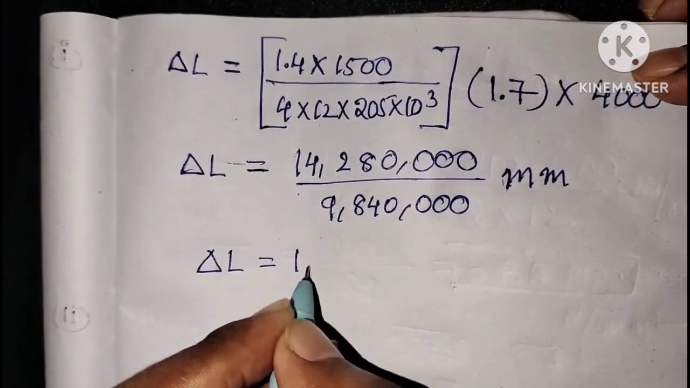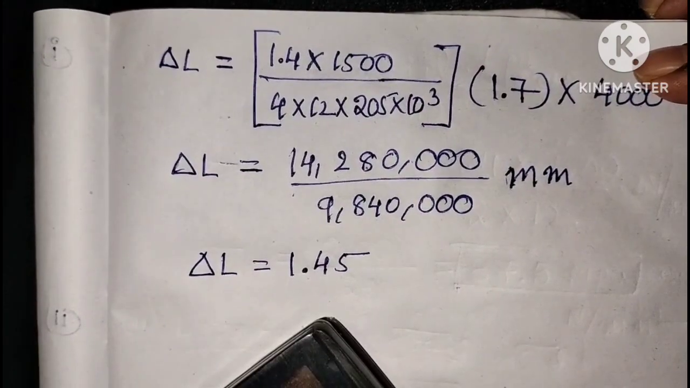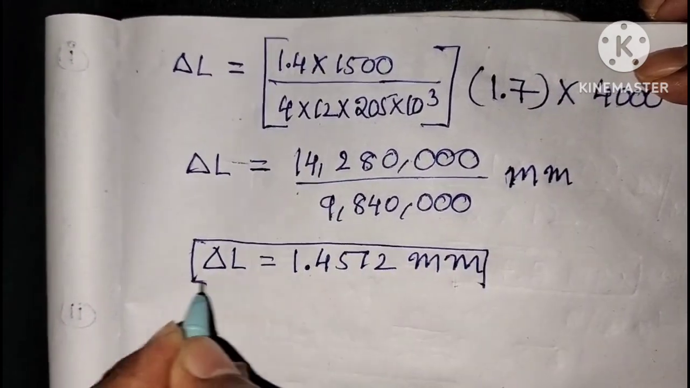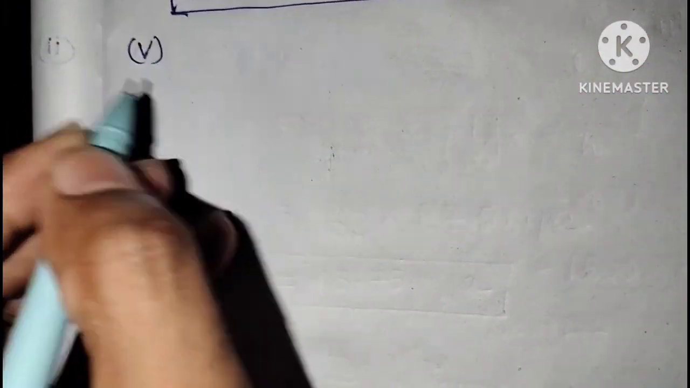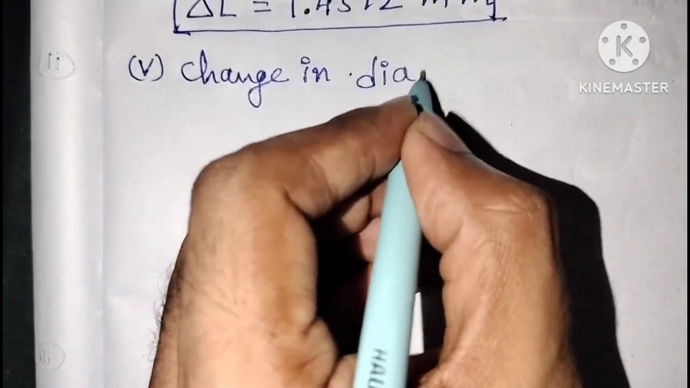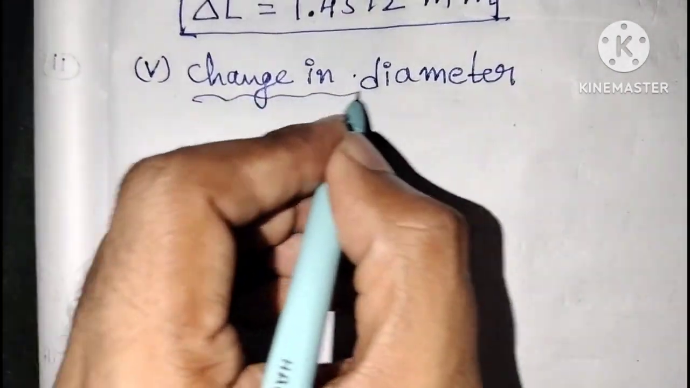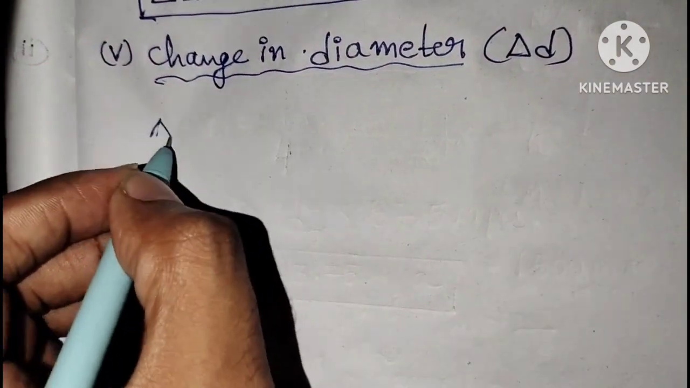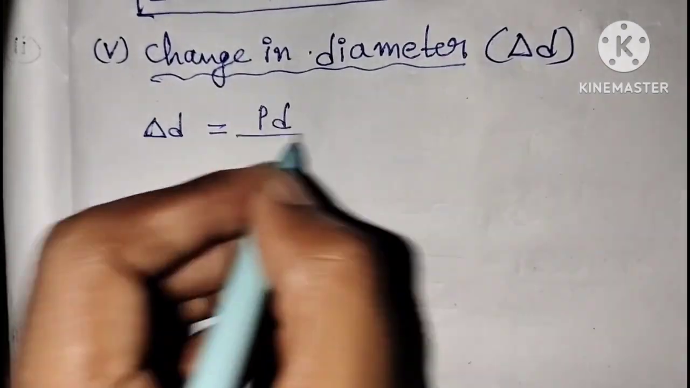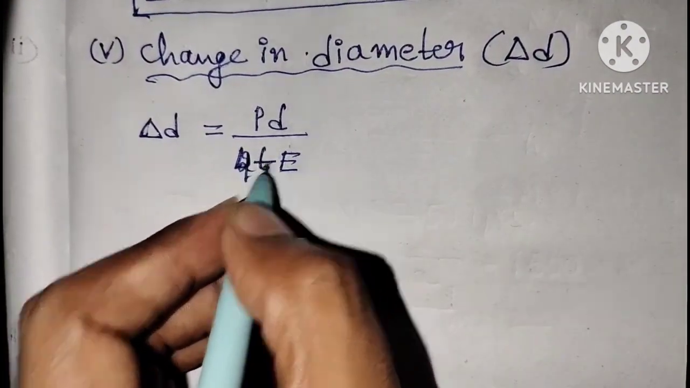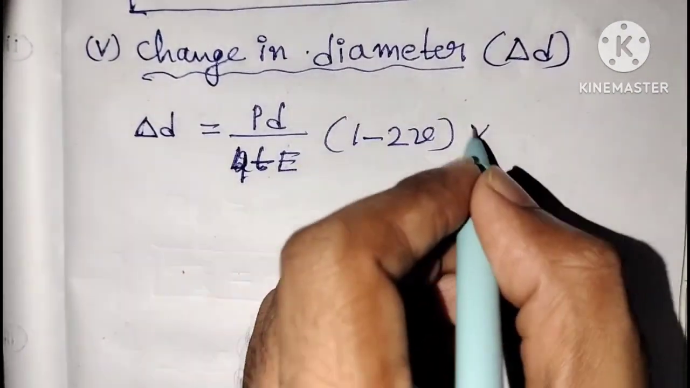Change in length is equal to 1.4512 mm. This is change in length of this cylinder. Okay, next let us find change in diameter. So change in diameter of a cylinder is denoted by delta D. So the change in diameter formula: delta D is equal to PD by 4TE into 1 minus 2 nu into D.